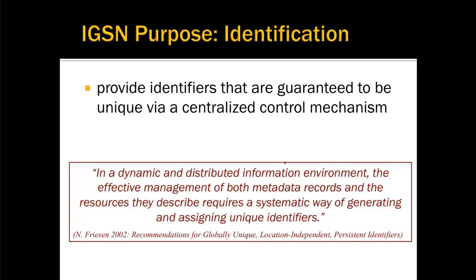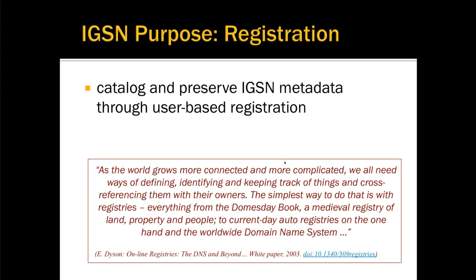The second purpose for the IGSN is to provide a mechanism that allows the cataloging and preservation of IGSN metadata through user-based registration of the objects. And that's a fairly well-known concept for actually making accessible and ensuring uniqueness of objects.